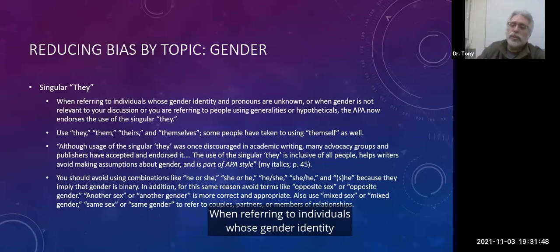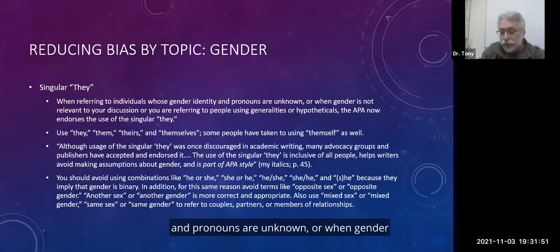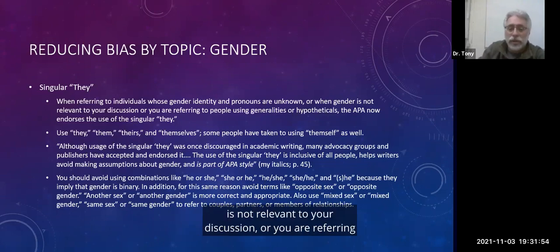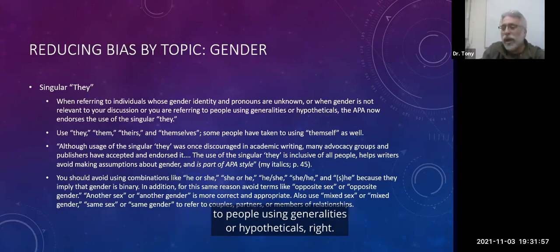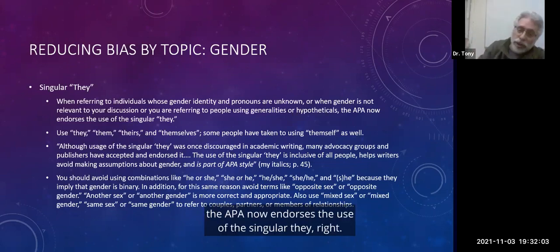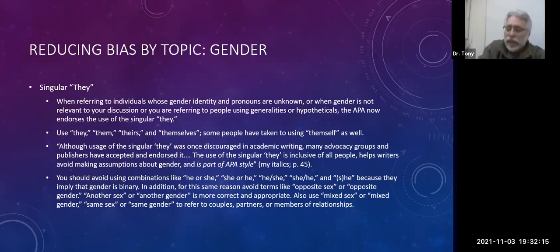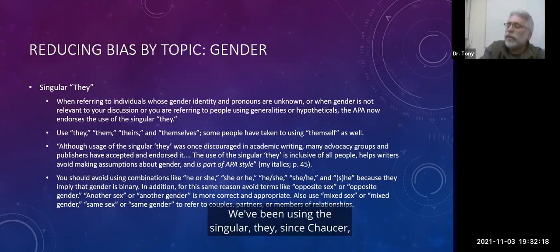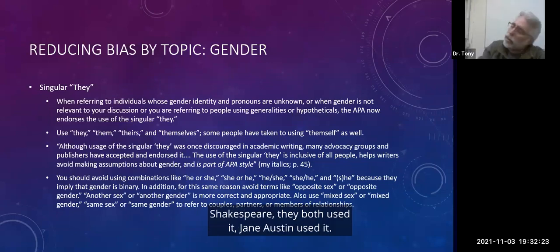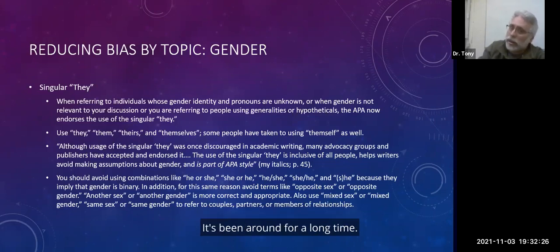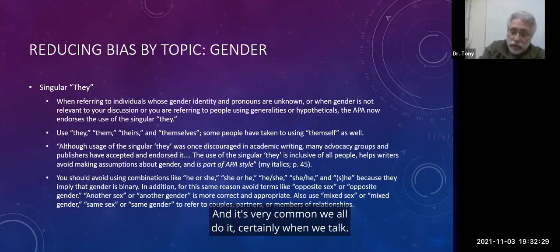When referring to individuals whose gender identity and pronouns are unknown, or when gender is not relevant to your discussion, or you are referring to people using generalities or hypotheticals, right, where you're referring to large groups of people, the APA now endorses the use of the singular they, right? And you know the problem here, right, or the so-called problem. They is a plural pronoun. We've been using it, and by the way, we've been using it for centuries, okay? We've been using the singular they since Chaucer, Shakespeare. They both used it. Jane Austen used it. It's been around for a long time. And it's very common. We all do it, certainly when we talk.